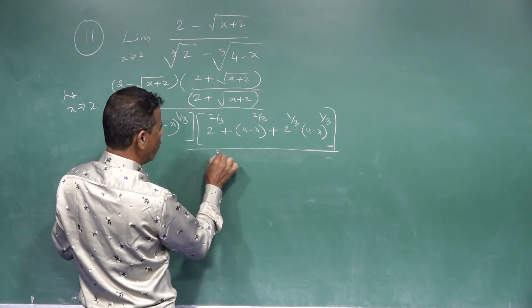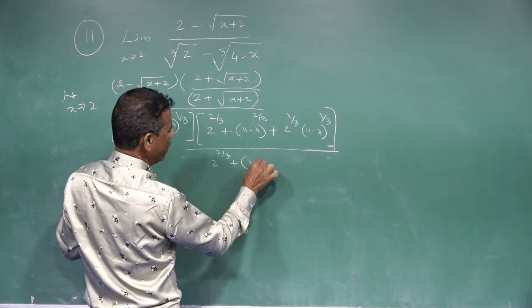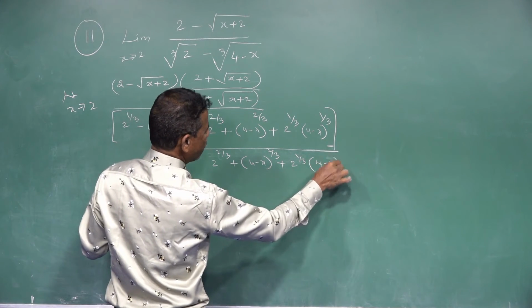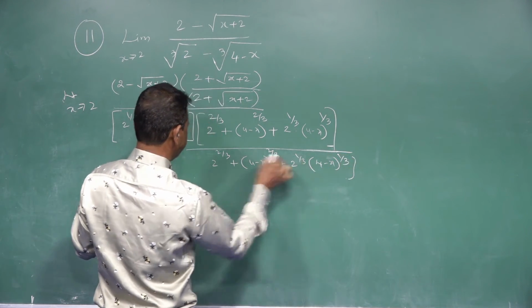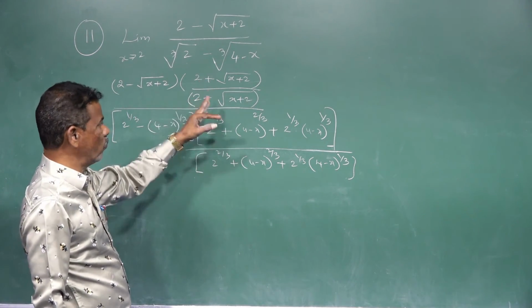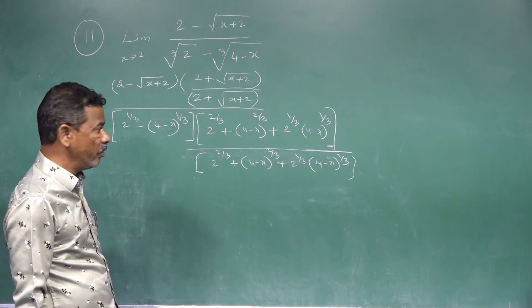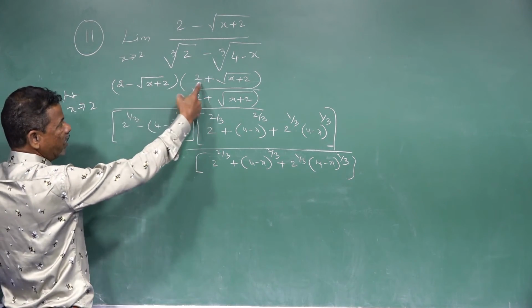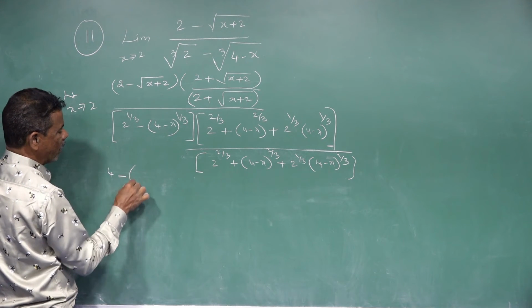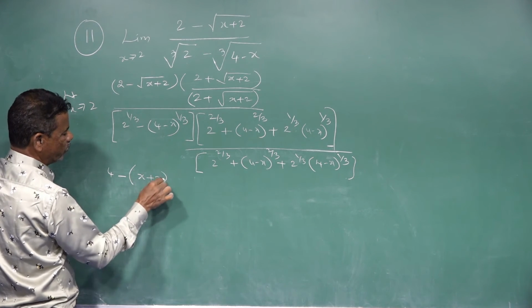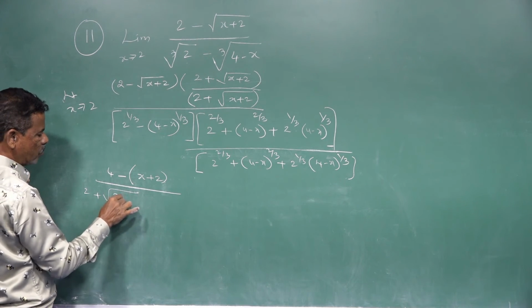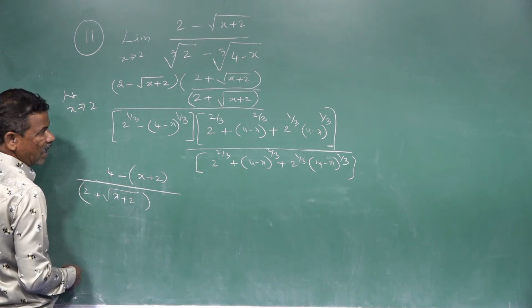That's why we again divide by this number: 2 power 2 by 3 plus (4 minus x) power 2 by 3 plus 2 power 1 by 3 times (4 minus x) power 1 by 3. Multiplication and division, this is cancelled by 1, here also 1. But these are the rationalization factors. So here a minus b into a plus b gives a square minus b square, the root cancels with x plus 2, and the denominator is as it is, 2 plus root of x plus 2.